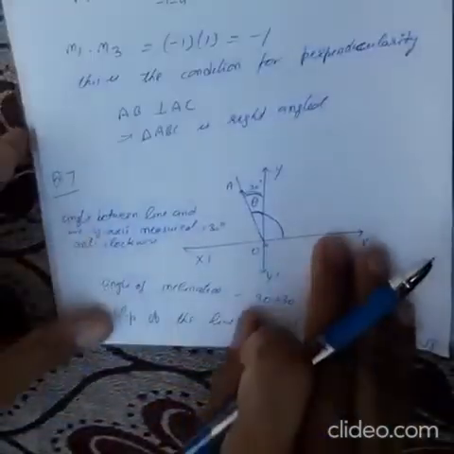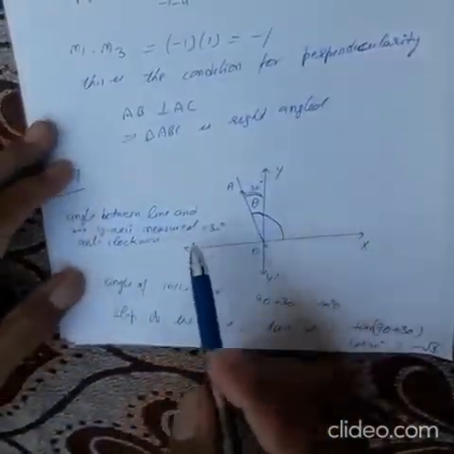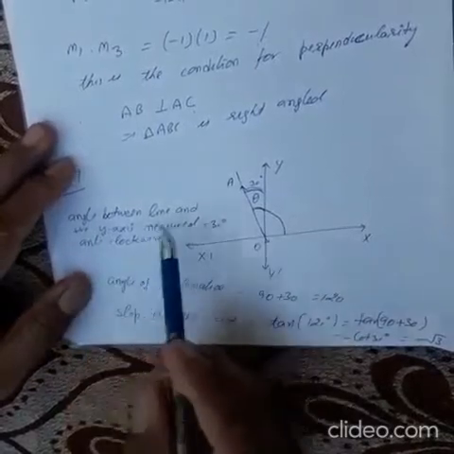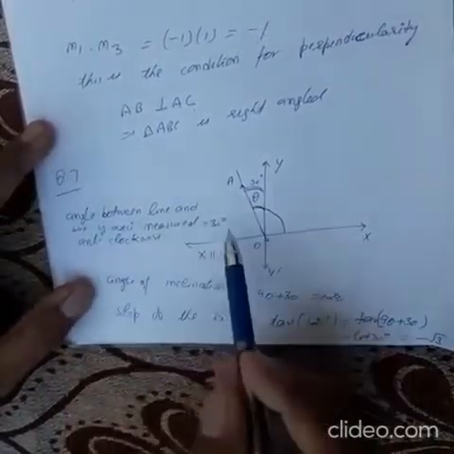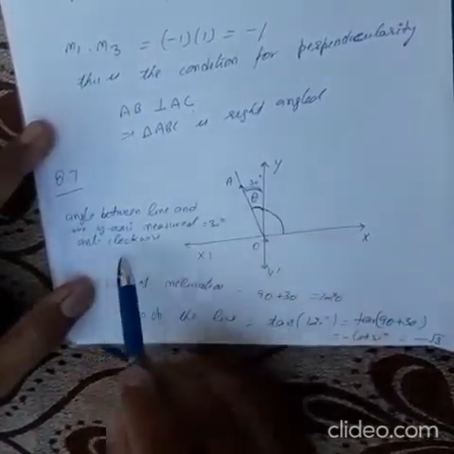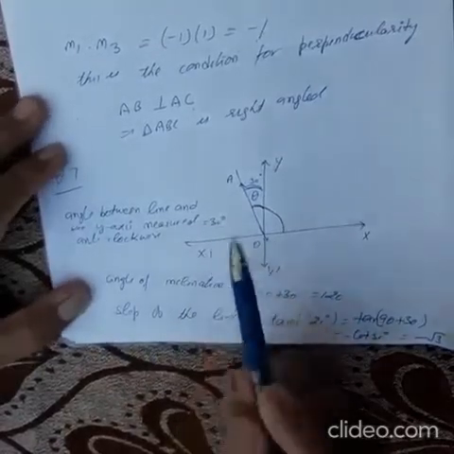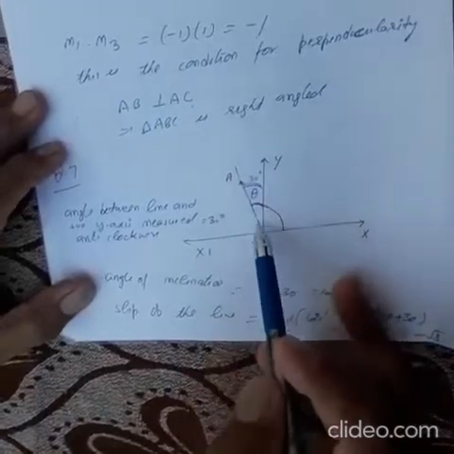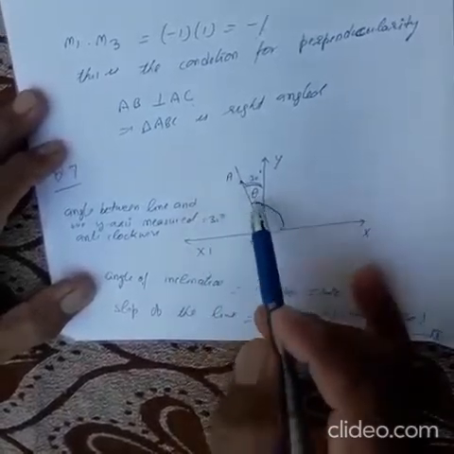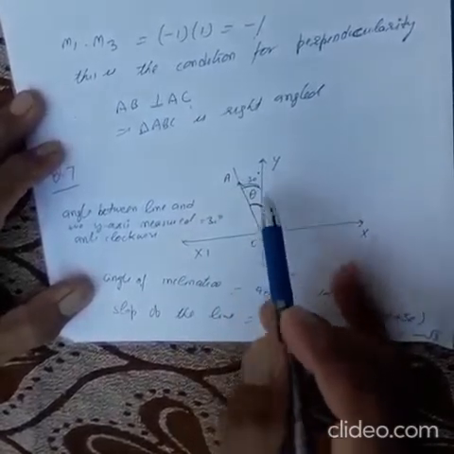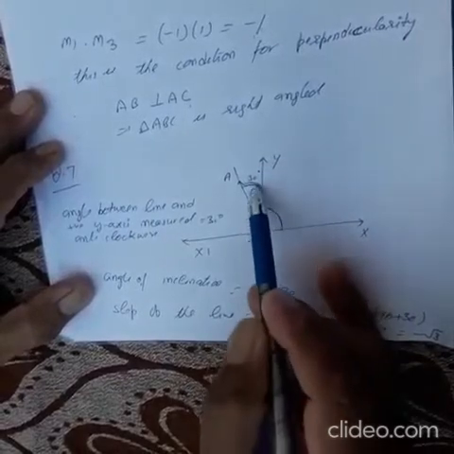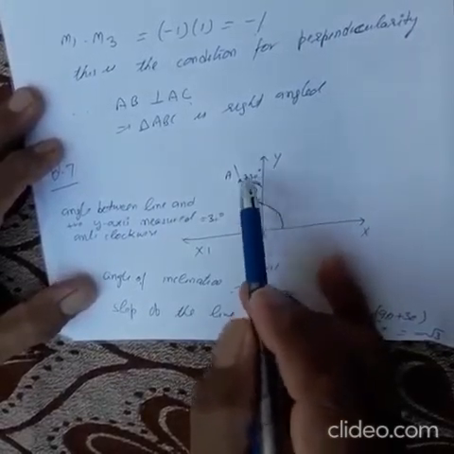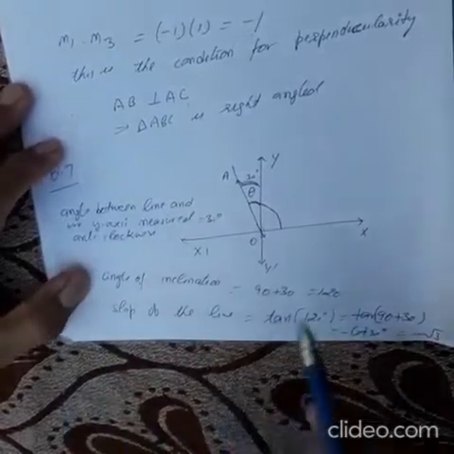Question number 7. The angle between a line and the positive y-axis, measured anti-clockwise, is 30 degree. Find the slope of the line. So this is the line and the angle is measured between the line and the positive y-axis. So this angle is given as 30 degree. We want to find out the slope.